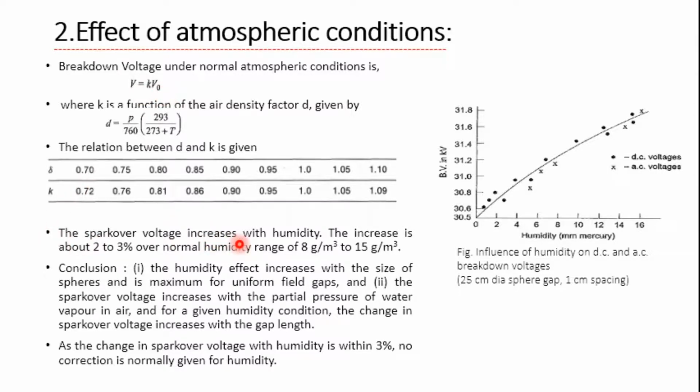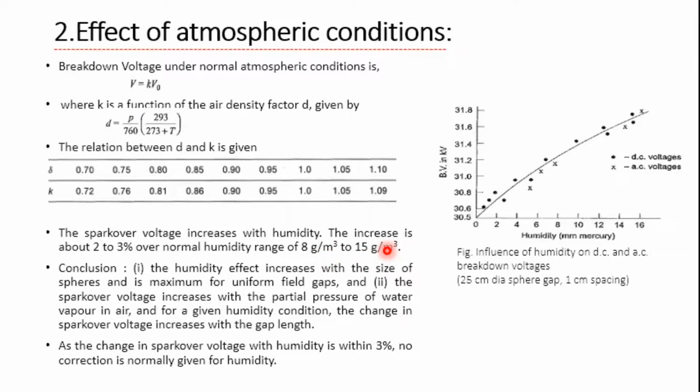The spark-over voltage increases with the humidity. The increase we can notice is about 2 to 3% over normal humidity, when the humidity is in the range of 8 gram per meter cube to 15 gram per meter cube.